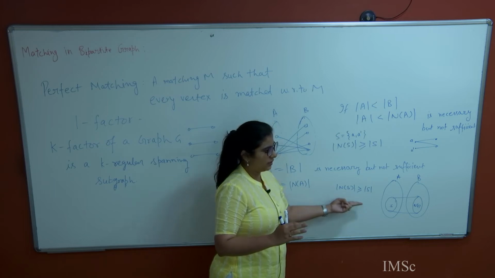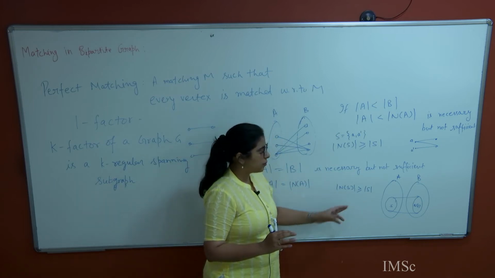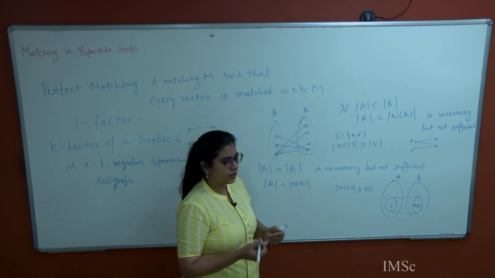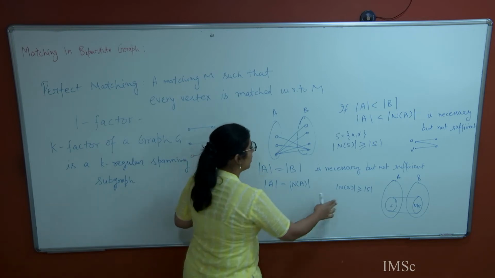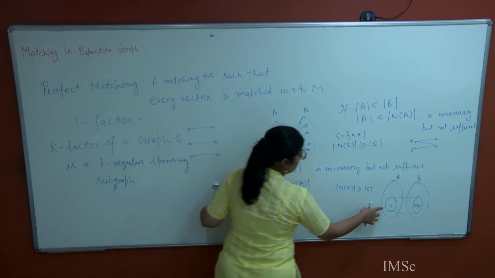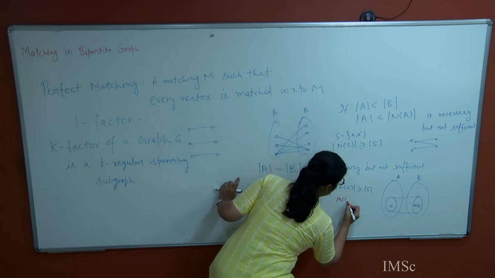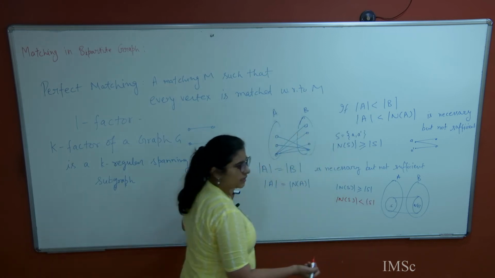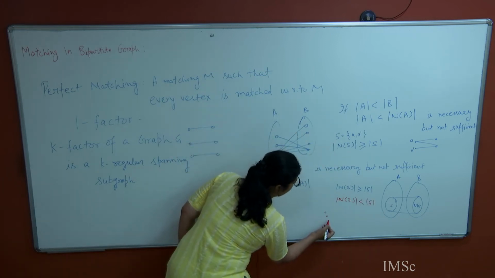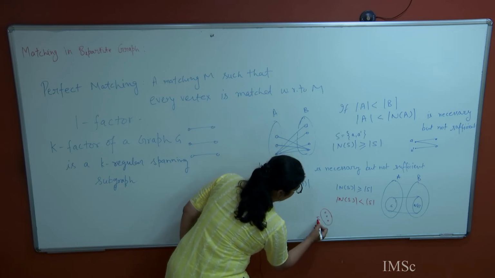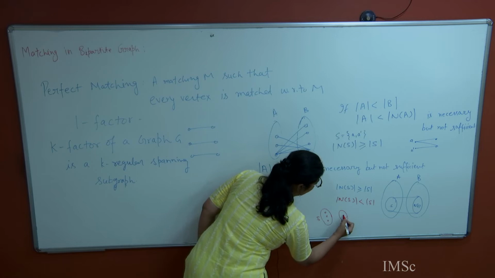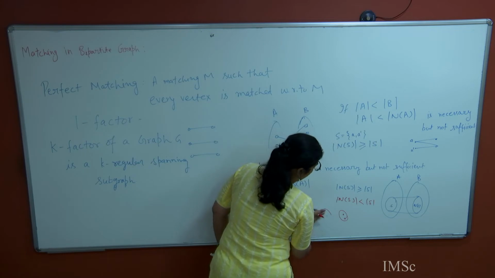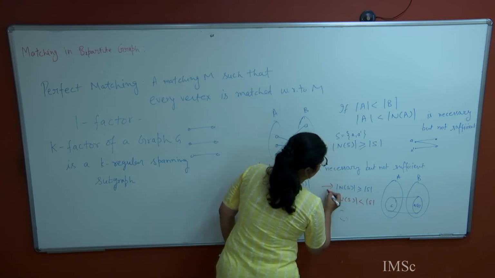So this is necessary, right? If for some set you don't have this condition, can you have a matching which saturates? No, right? Because if you have some subset S such that the cardinality of its neighborhood of S is strictly less than cardinality of S, then how can you match? So in S you have 3 vertices, in neighborhood of S you have 2 vertices. How will you match S? You won't be able to. So that means this is necessary.